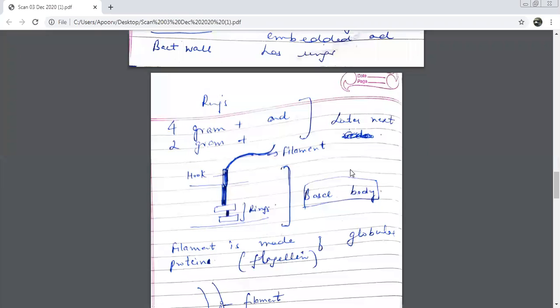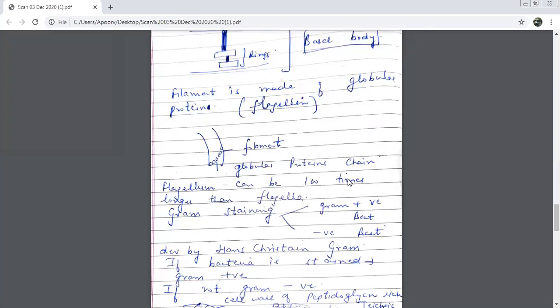Filament is made up of which kind of proteins? Globular proteins. Yes, beta. It's a globular protein. And what is the name of the protein? Flagellin. Good. We've done this also.